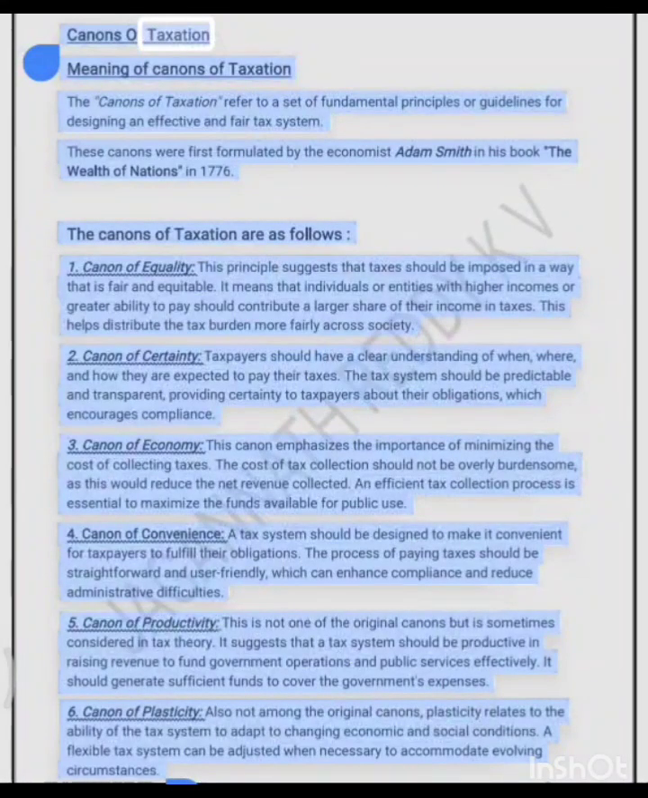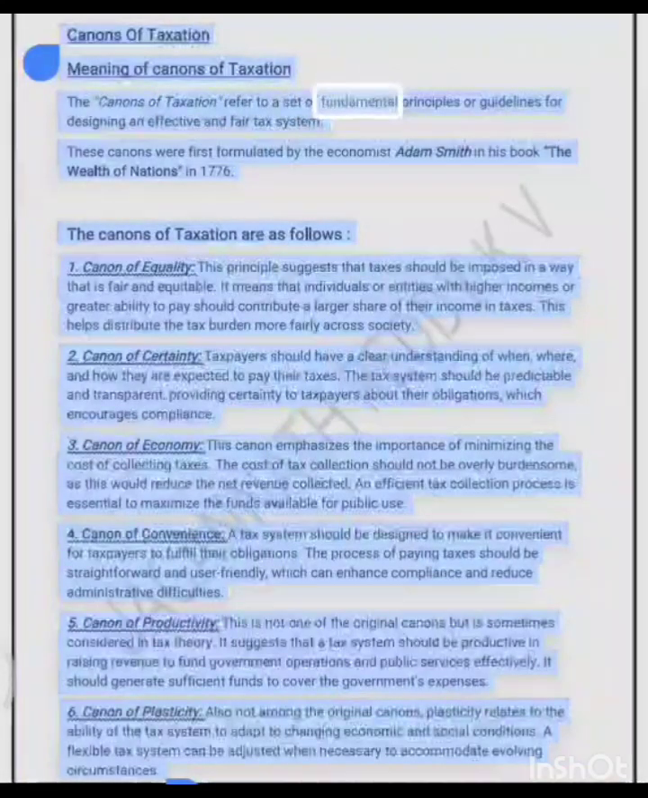Canons of taxation. Meaning of canons of taxation. The canons of taxation refer to a set of fundamental principles or guidelines for designing an effective and fair tax system. These canons were first formulated by the economist Adam Smith in his book, The Wealth of Nations, in 1776. The canons of taxation are as follows.